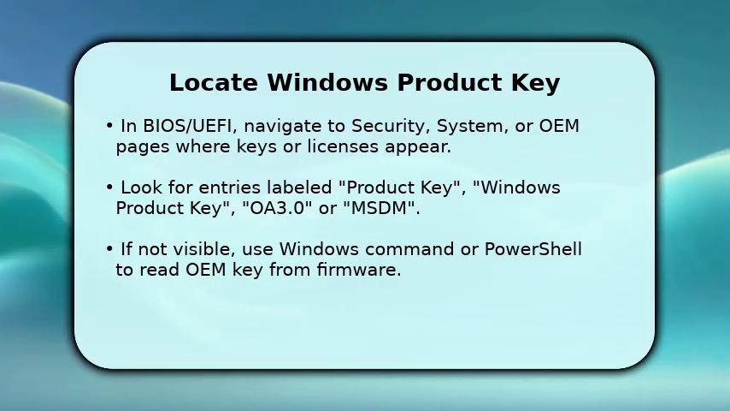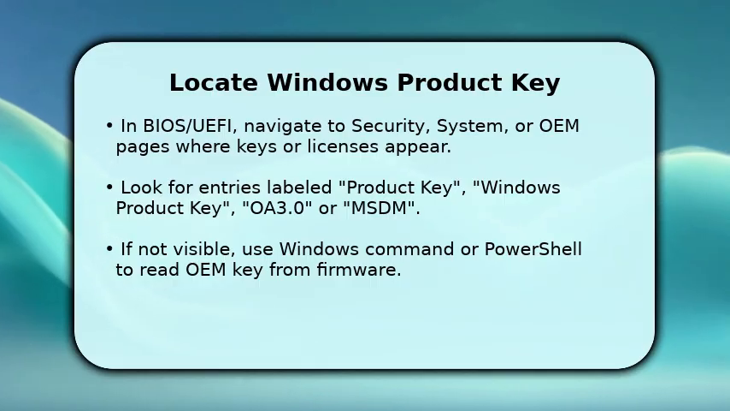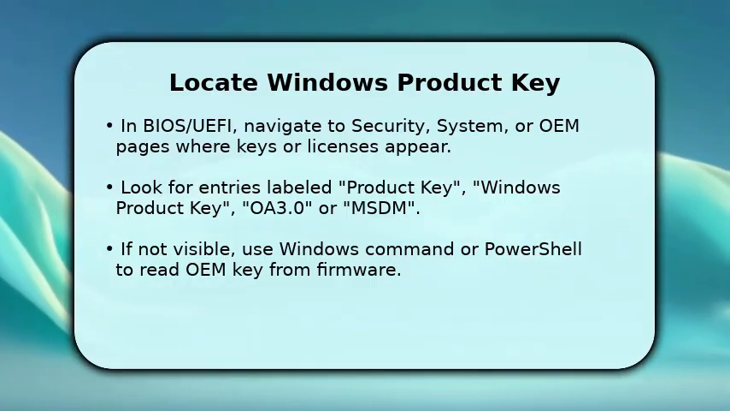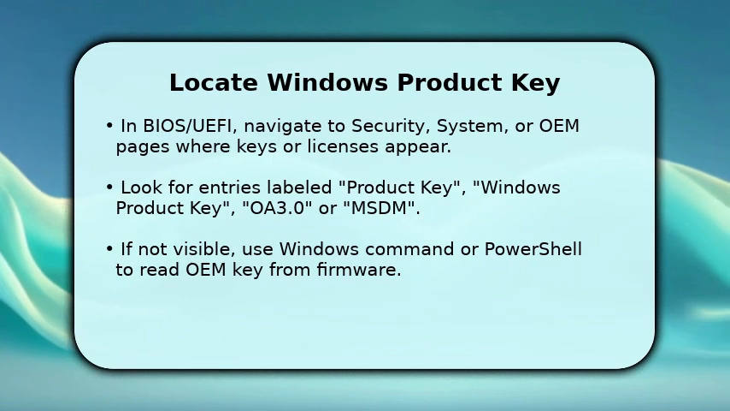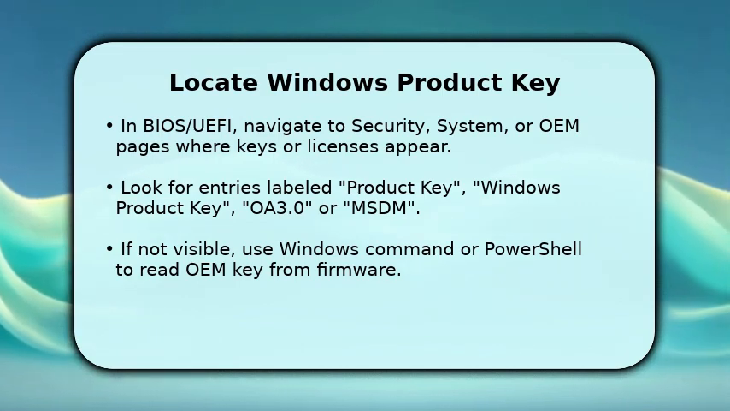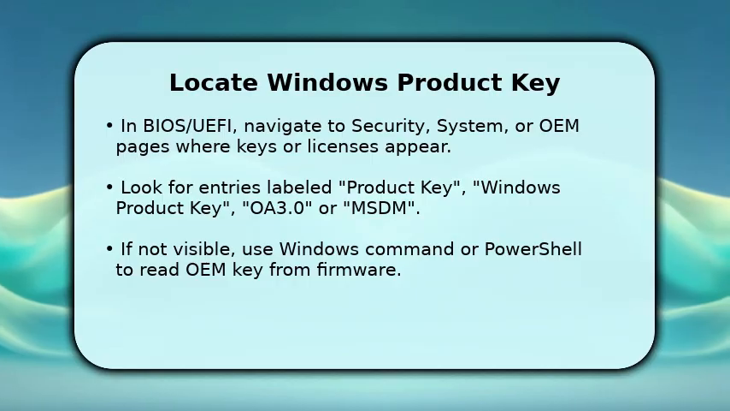If you don't see a key, exit and boot into Windows. Run a PowerShell command to query ACPI tables for MSDM instead. This dual approach covers both visible firmware listings and hidden OEM embedded keys. You finish by extracting the key in Windows if BIOS did not show it.